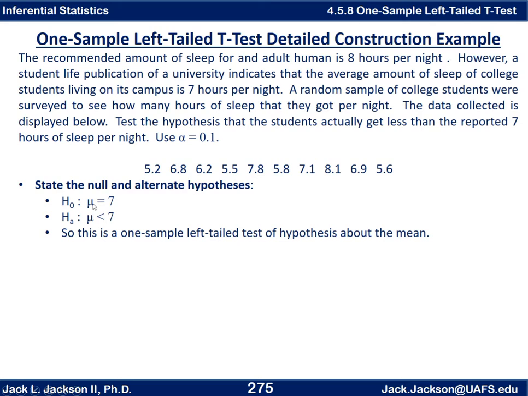Now, the next thing would be to state the null and alternative hypotheses, and the null hypothesis is that mu equals 7. Actually, we're really operating under the assumption that the distribution of sample means is normal. The distribution of x bars is normal, with a mean of 7. And it's that distribution that we're going to be drawing all of our probabilities from, or a studentized version of that distribution, which we'll look at some more in a minute. The alternative hypothesis is that mu is less than 7, so it's a one-sample left-tailed test of hypothesis about the mean.